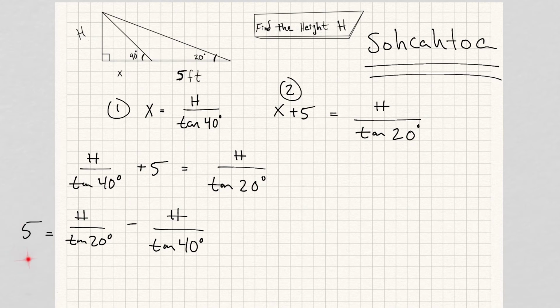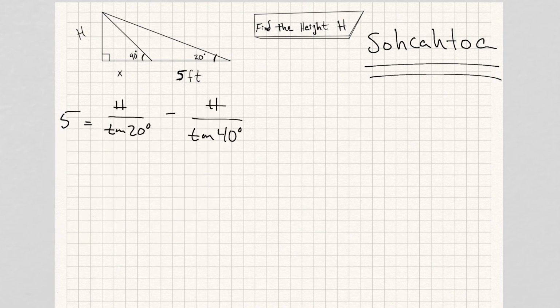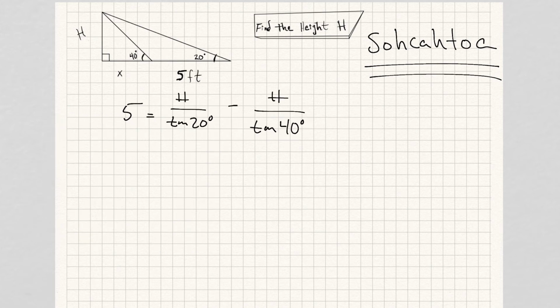So this is what we got. This 5 equals h over tangent 20 degrees minus h over tangent of 40 degrees. Now all we need to do is solve for h. Here it is, here and here. So I'm going to go ahead and erase some of this stuff up here. If you don't have it, go ahead and just rewind a little bit. I'm going to move this up. Okay, so this is where we're at. We want to solve for h here.